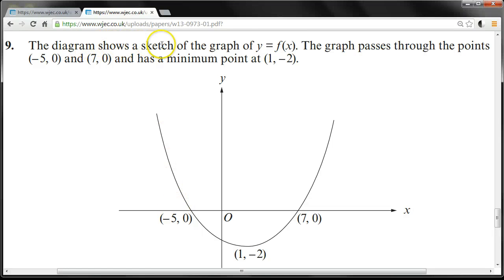The diagram shows a sketch of the graph y equals f of x. The graph passes through the points (-5, 0) and (7, 0), and has a minimum point at (1, -2).